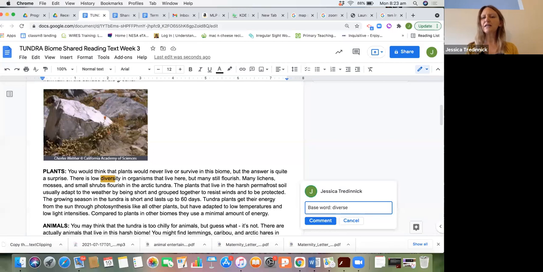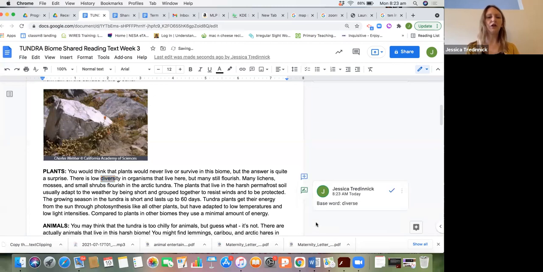Now, if I transfer that knowledge of that word to here, there is low diversity in organisms that live here. Low diversity must mean that there are not too many different types of organisms. So another word for an organism, if we're talking about plants, must be plants, or even I can move an organism to an animal or a fungi. An organism is normally a living thing.